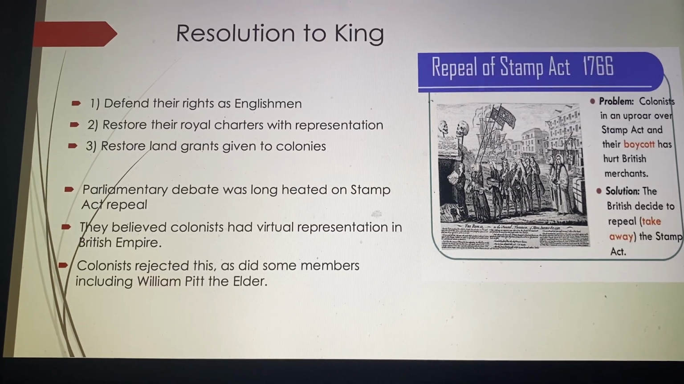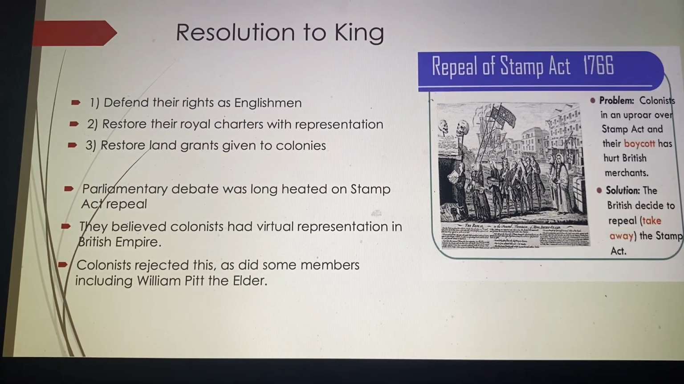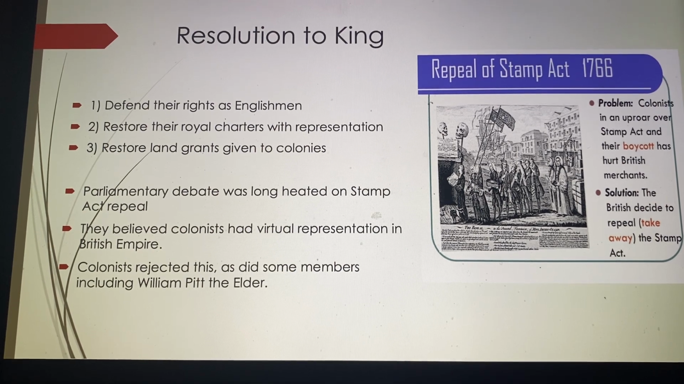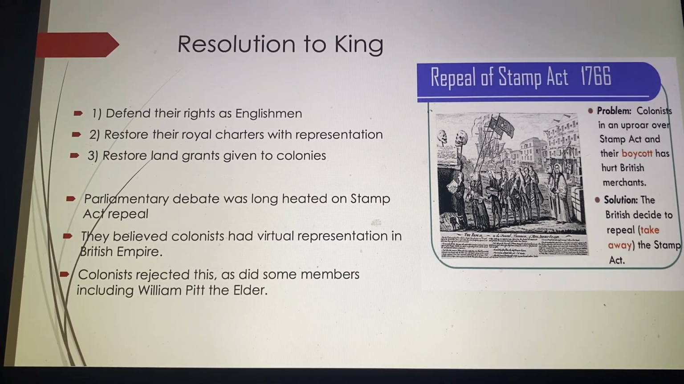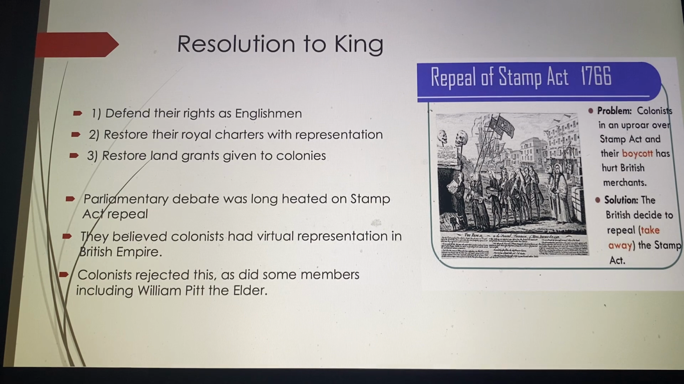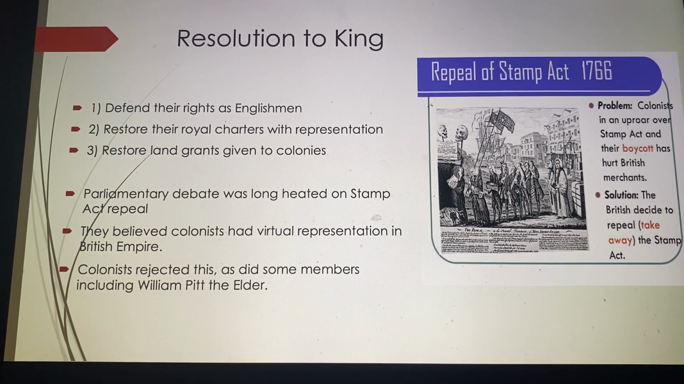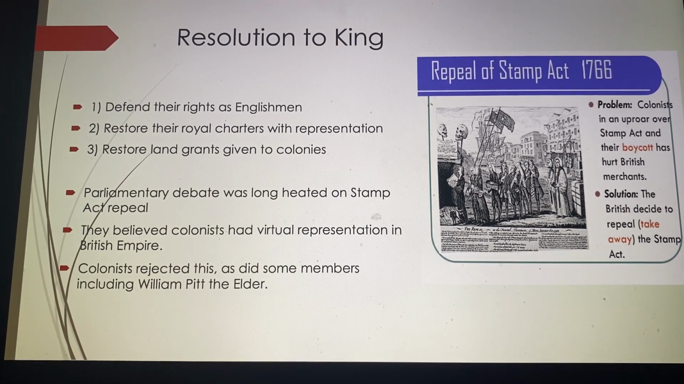The resolution to the king defended their rights as Englishmen. It restored their royal charters with representation and restored the land grants given to the colonies. So these were important. They were telling the king.